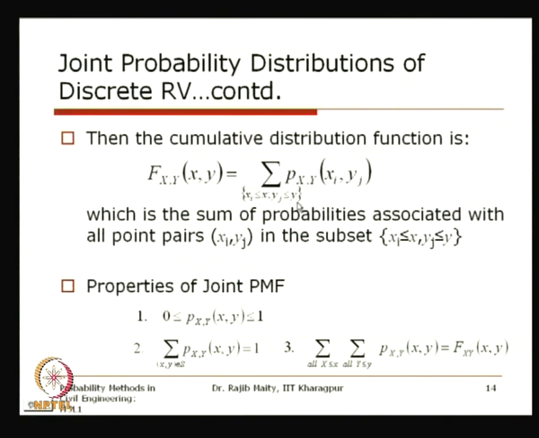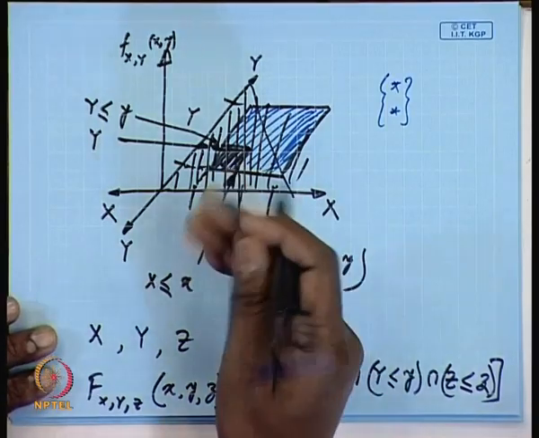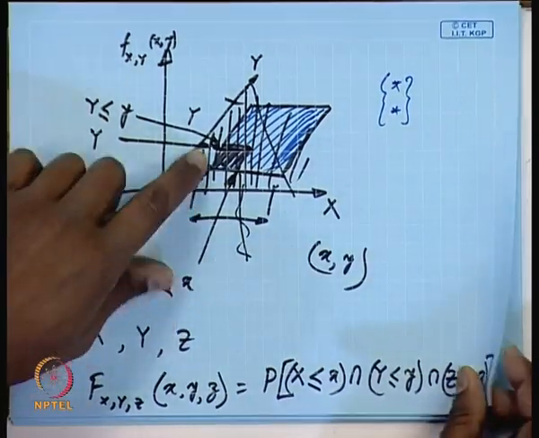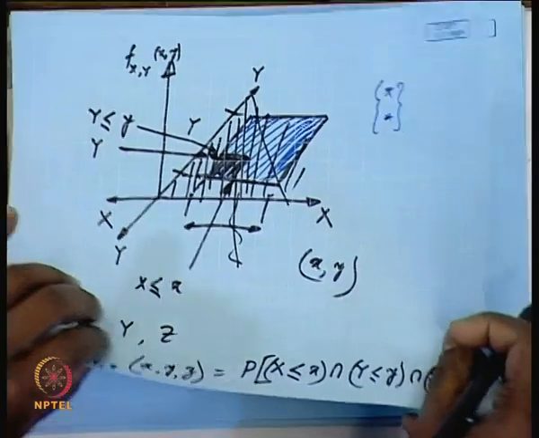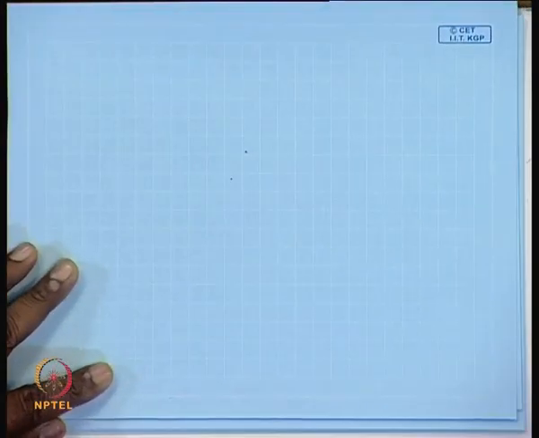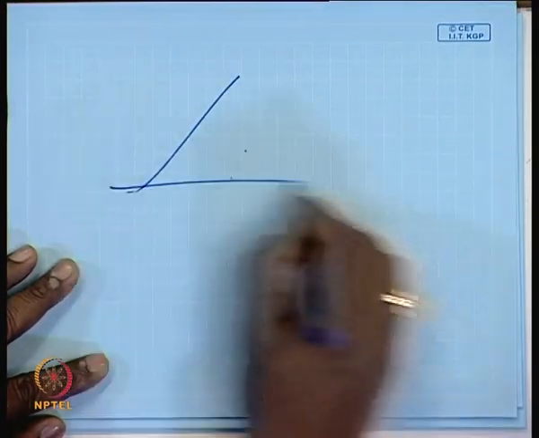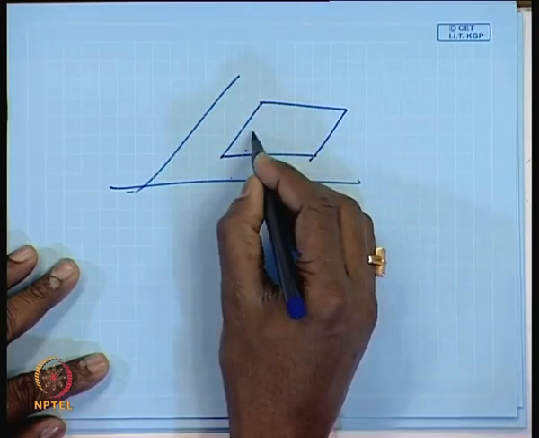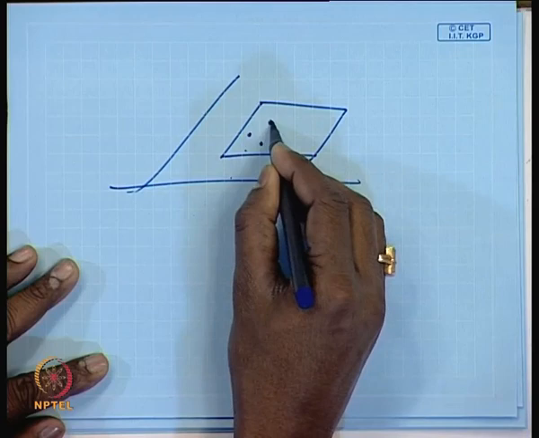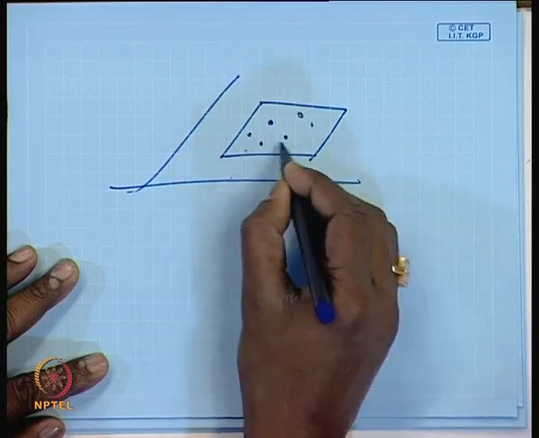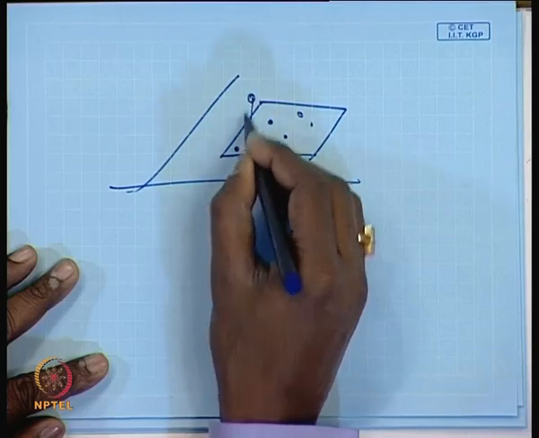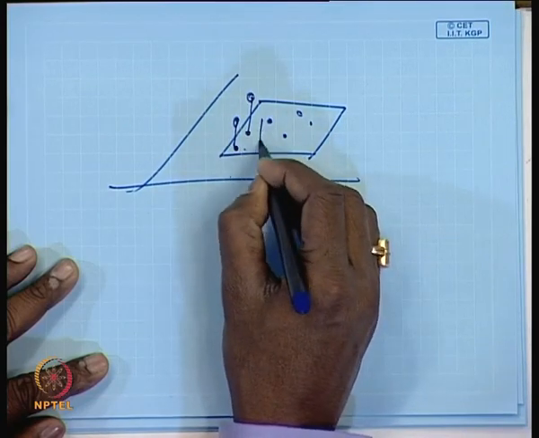So if you again refer to this figure, let me just redraw the same figure here, because this is the discrete case. Suppose this is the possible entire zone and some specific values are possible. So at each point, some probability mass is concentrated here.